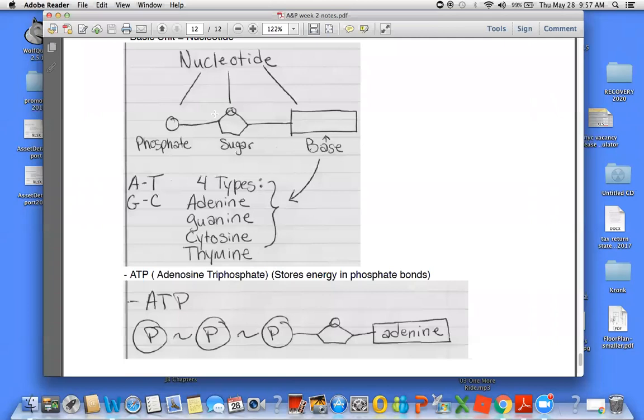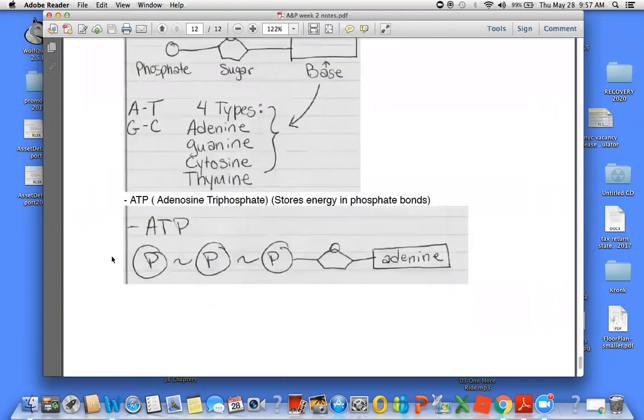Last but not least, you should know that the most famous nucleotide of all is ATP. ATP energy, and this is a picture of it. 3 phosphate groups joined together by high energy bonds, an adenine and a ribose sugar. All right, the deoxyribose sugar and the phosphate form the verticals of the ladder of the DNA, and the base forms the rungs.